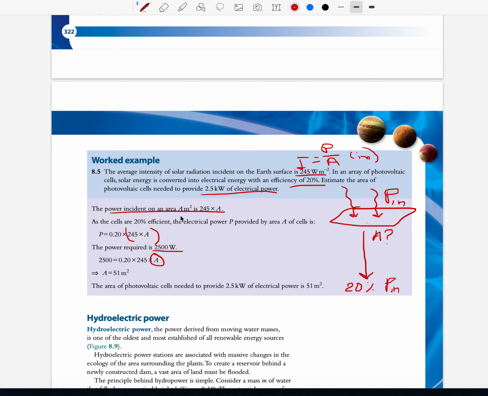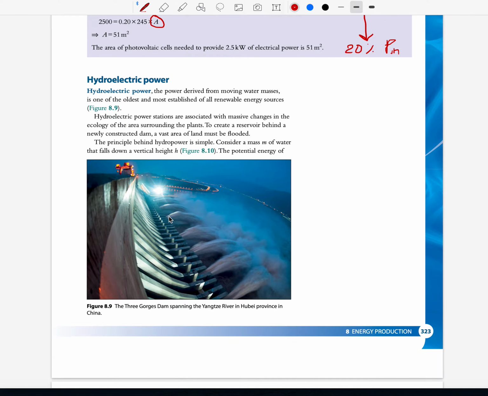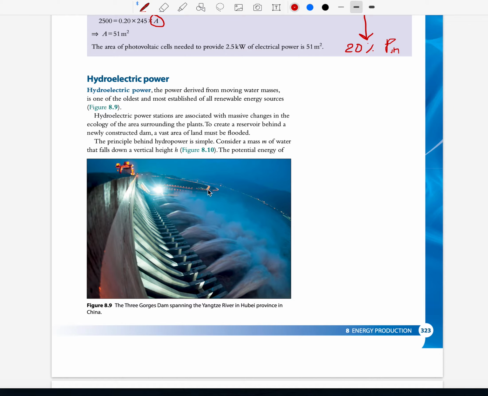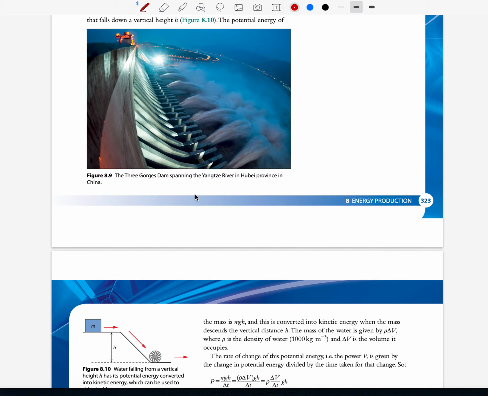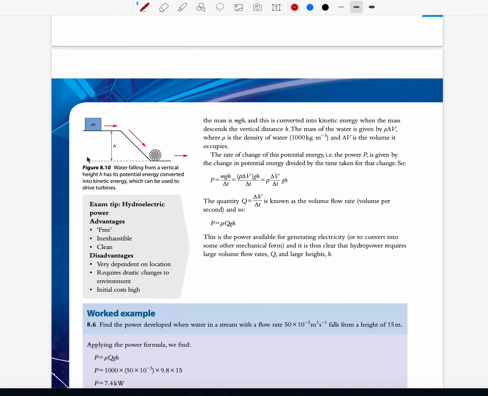Okay, the next one is hydroelectric power. So this is the power that's coming from the energy of water that you have stored at some height. So we're talking about gravitational potential energy. So you have a big mass of water at a height h, and then you let it run down, and this kinetic energy will move the mechanical parts of the generator. So we start with mgh. This is my energy.